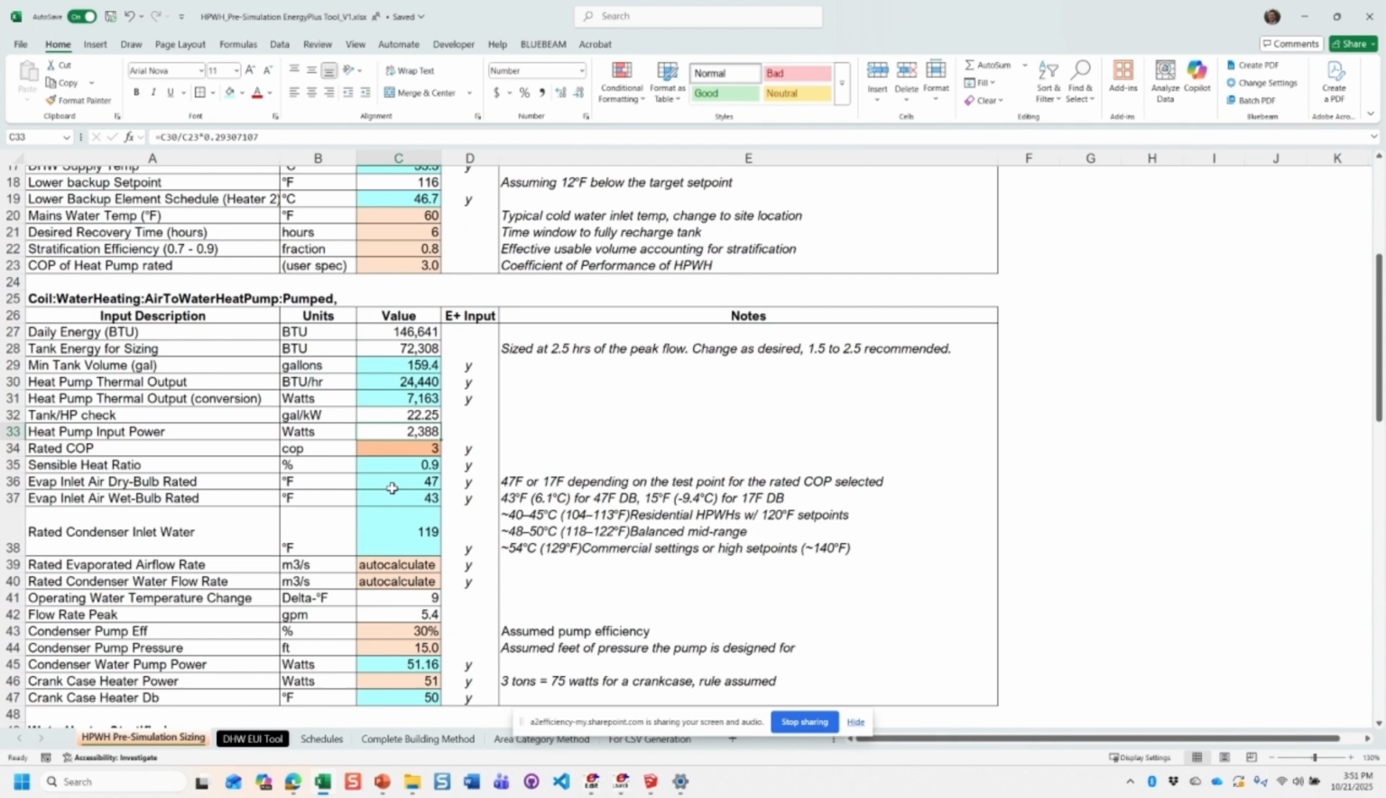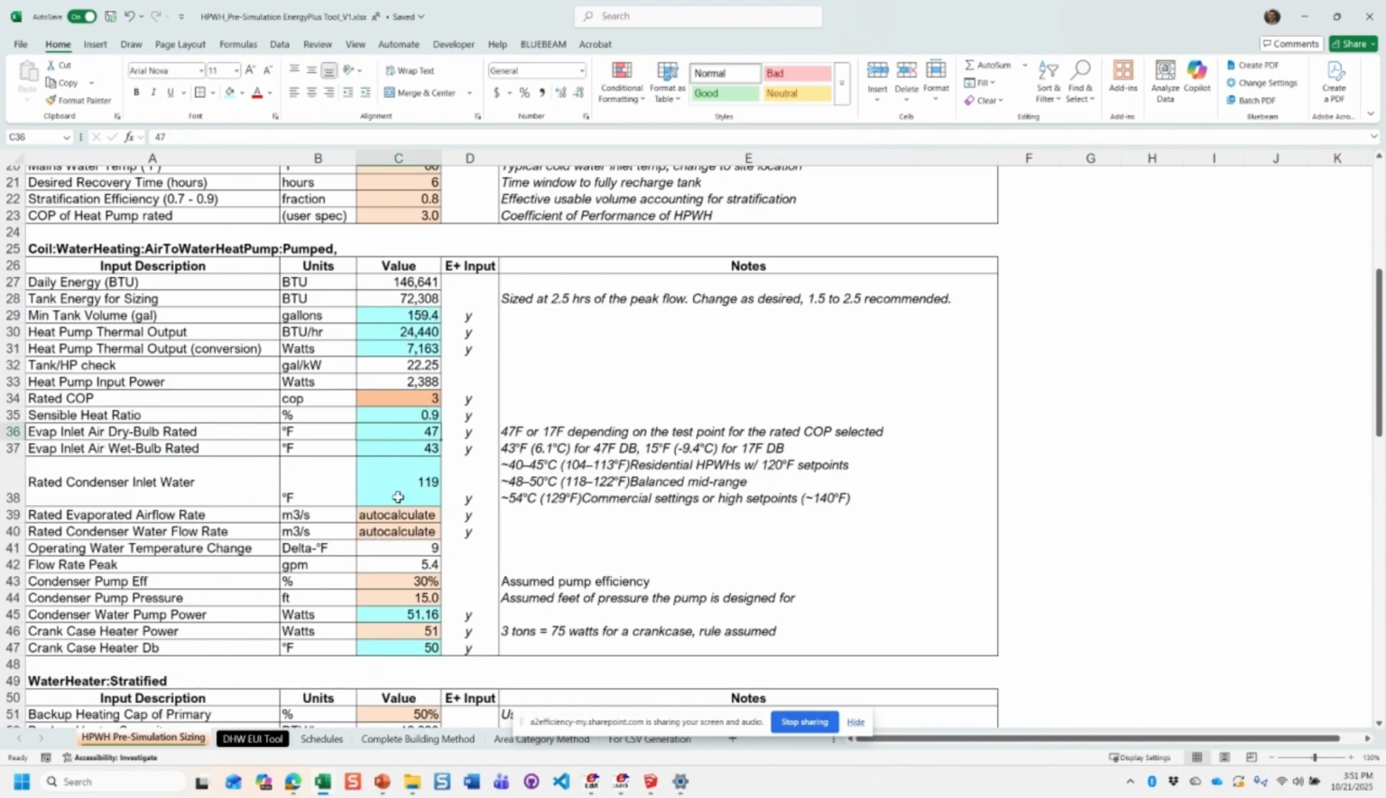But moving on, tied to the efficiency, in the software you have to say what the efficiency was rated at. So there is an evaporator temperature for inlet and outlet, inlet dry bulb and wet bulb. Over here, I've given you: if it's 47 dry bulb, use 43 wet bulb. If it's 17 dry bulb, use 15 wet bulb. Those two are the common test procedure published efficiency values you'll find: 17 in cold climates, 47 in mild climates.